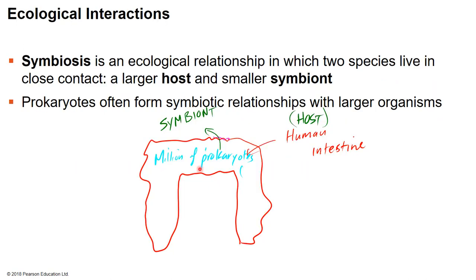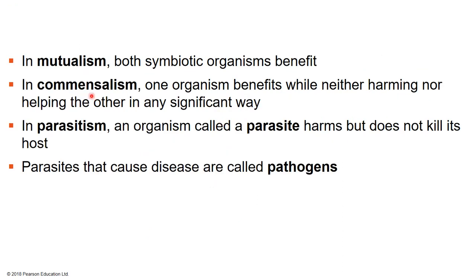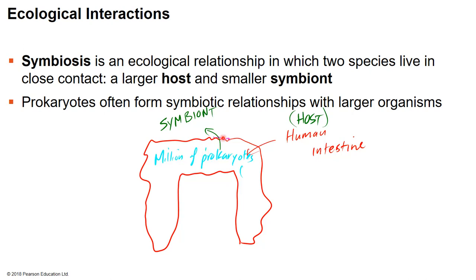So this relationship is an example of mutualism. Mutualism means both the symbiotic organisms benefit from each other. Just like in this example, the bacteria inside our intestine benefit from their presence inside our intestine because we provide them with food. On the other hand, we benefit from these prokaryotes in many different ways.